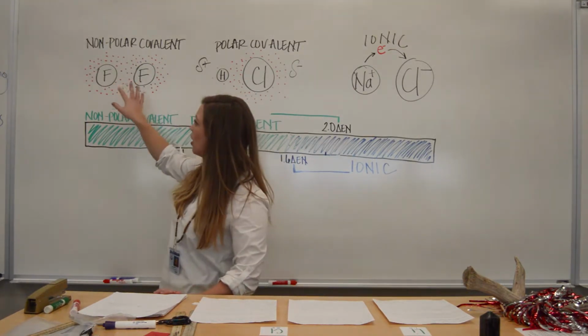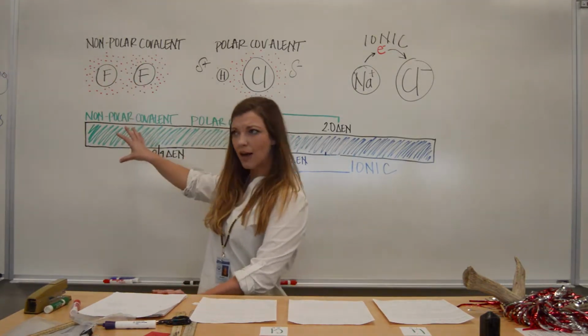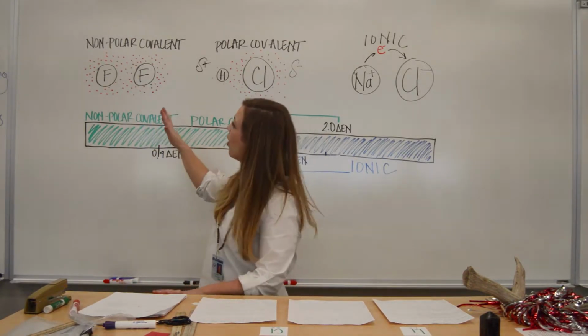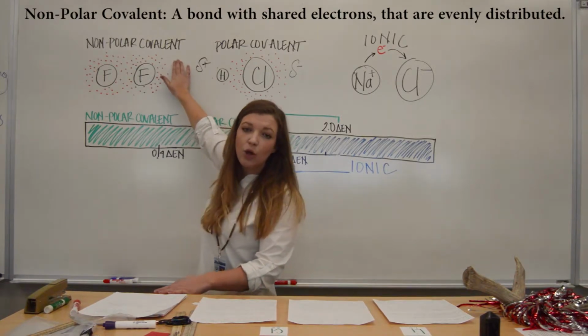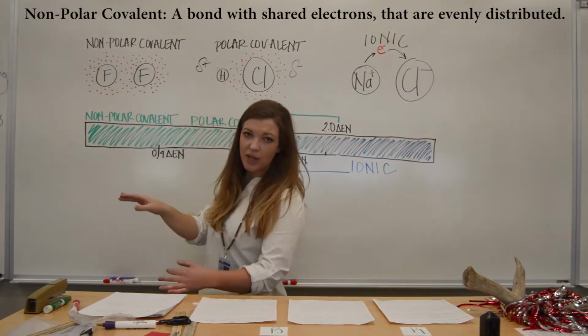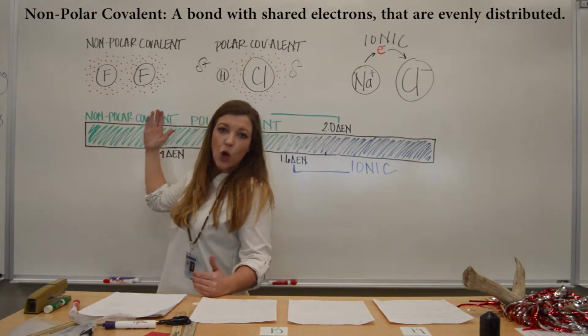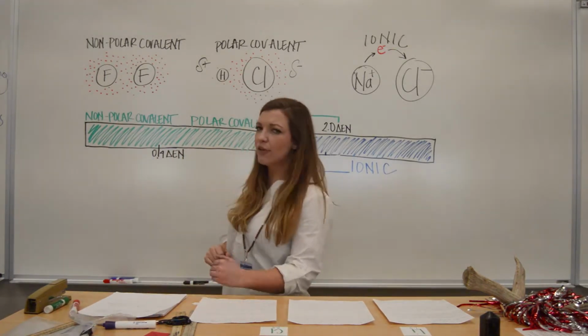So you can see I've just drawn electrons. It's kind of a probability model. So we see that they are dispersed equally between the two fluorine atoms. We call this a non-polar covalent bond. Covalent because the electrons are being shared, and non-polar because there's no pole, there's no charge occurring here. Okay, that's the first one.